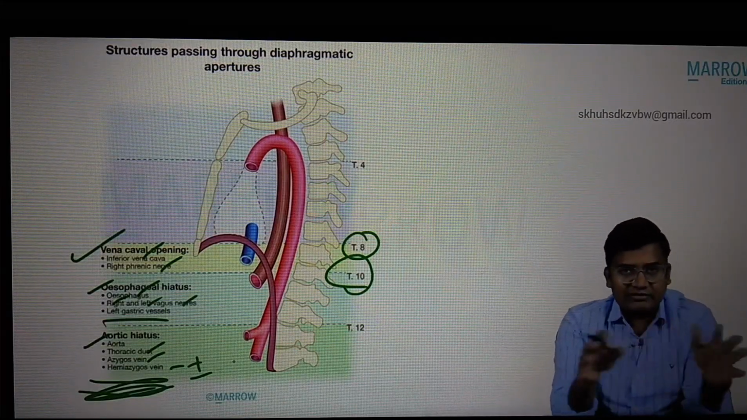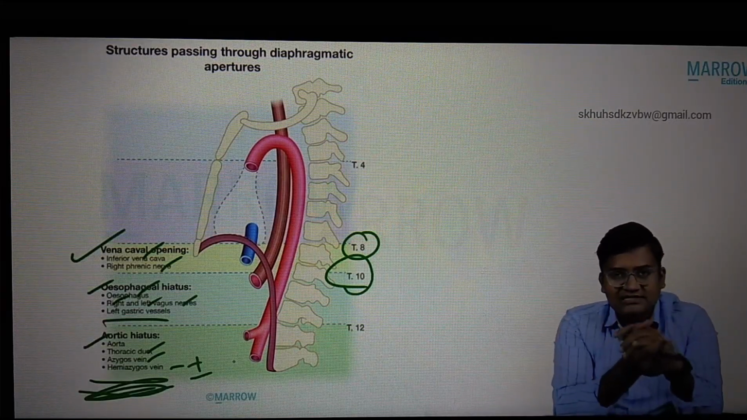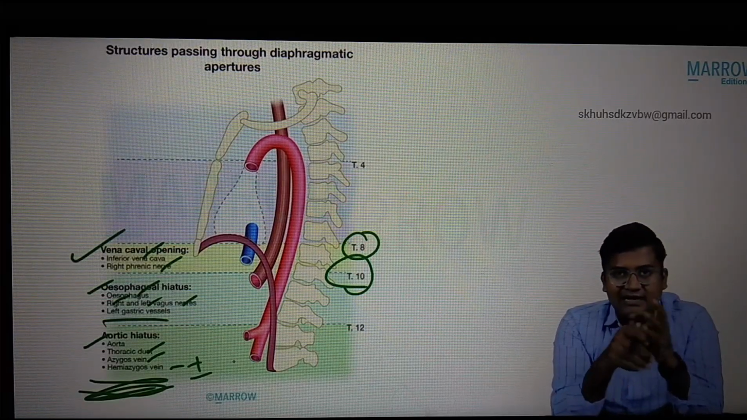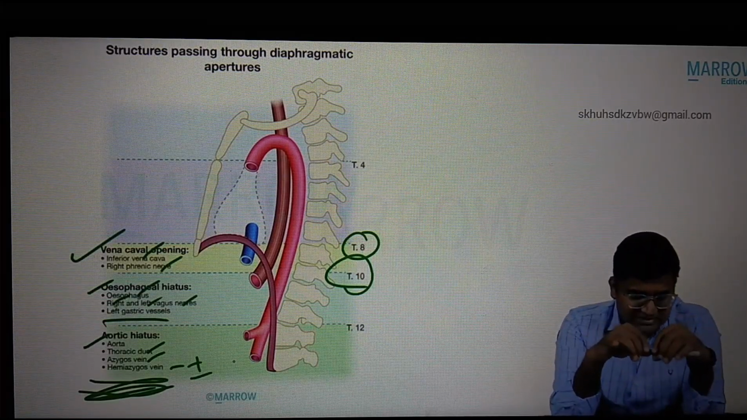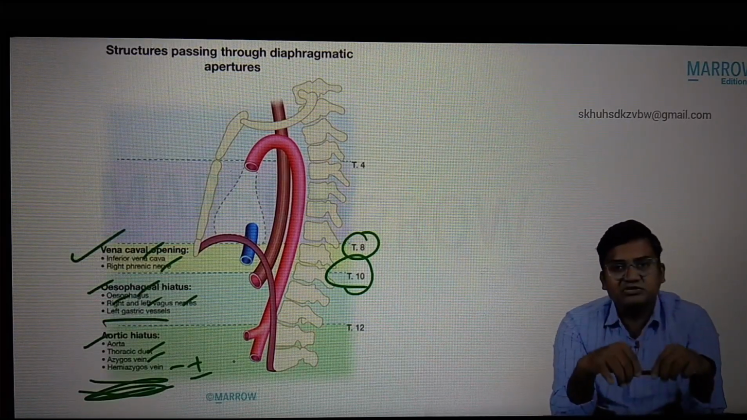Right, so that's all about the diaphragm. We discussed its origin, insertion, nerve supply, and we also discussed the various structures passing through the diaphragm.